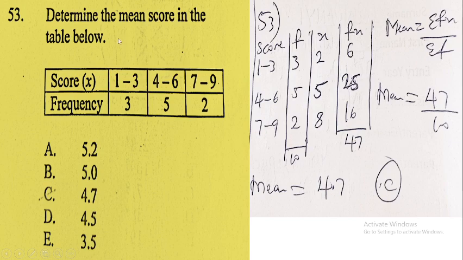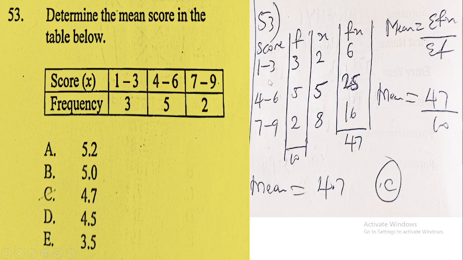Now question number 53 is also on statistics. We have to find the mean of this group data. So we know that mean is summation fx over summation f. So we know the class interval, but we don't know the value of our x. But we are given the value of our frequency. So from this class interval, we can find our x by finding the mean of each class interval.